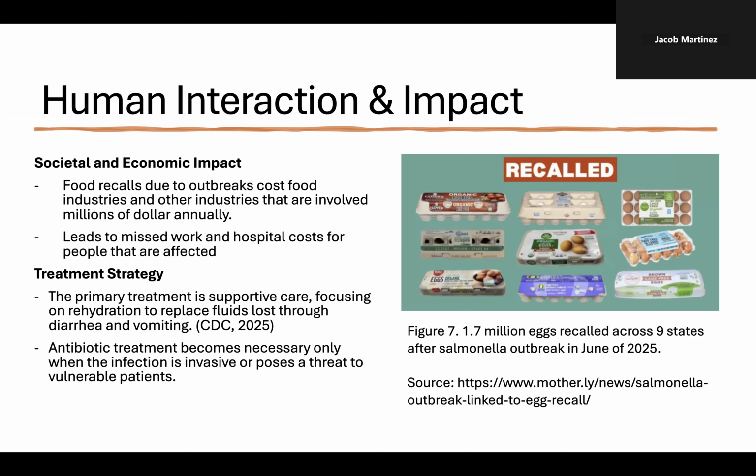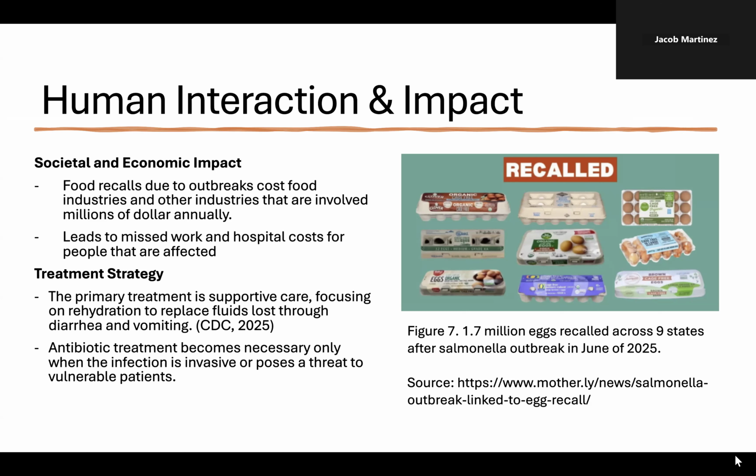So, how do we approach the treatment strategy? Given that most cases are self-limiting, the primary treatment is not antibiotics. Instead, it's supportive care with a strong focus on rehydration to replace fluids lost through diarrhea and vomiting. Antibiotics are reserved only for severe infections or for patients who are at high risk. This careful approach helps to prevent the unnecessary use of antibiotics and reduces the risk of promoting antibiotic resistance.